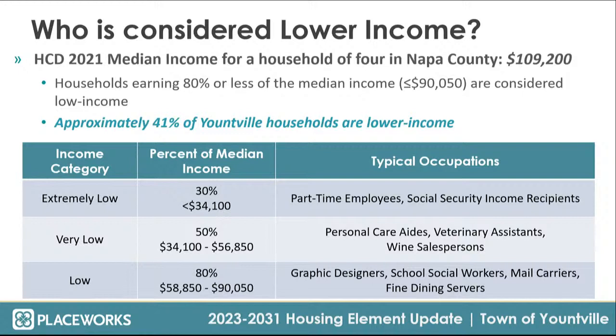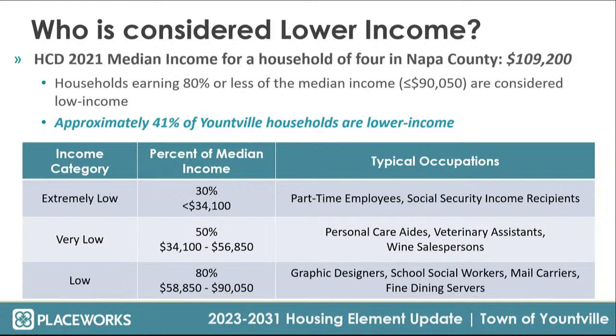Anyone in the Napa County region making less than 90,000 for a family of 4 is considered lower income, which for Yountville equates to 41% of the population is in the lower income categories, meaning they're making less than that 90,000. And that's based on a family of 4. There's a whole matrix that will be in the document, so it'll show each family for a family of 2, a family of 1, and so on and so on.